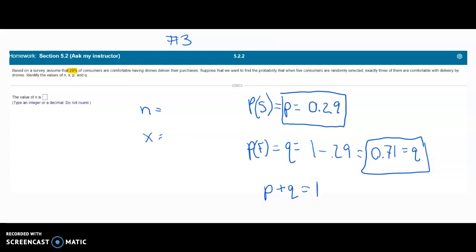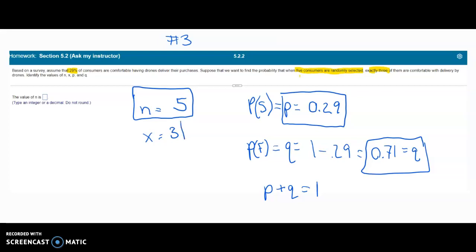Suppose we want to find the probability that when 5 consumers are randomly selected, exactly 3 of them are comfortable with delivery by drones. So we have to identify N, which is like our total number of subjects, and then X, the exact number of successes we're looking for. Our total number of subjects would be 5. So N equals 5. And our X in this problem, so the last number left, is 3.